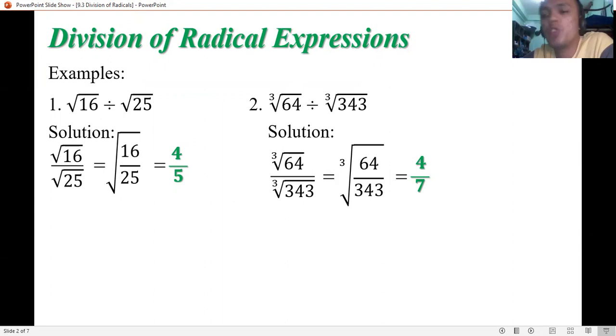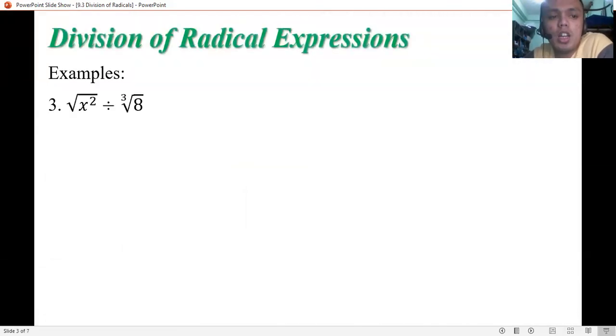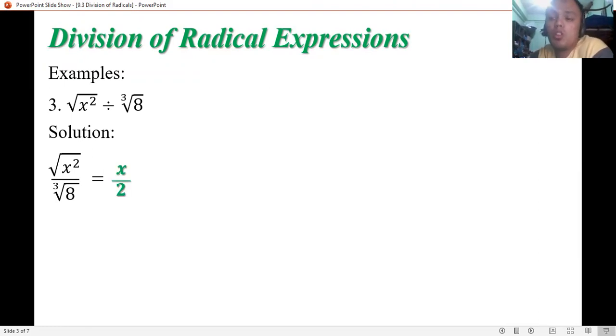If it is a perfect cube or a perfect square, we can take the root right away, then divide, to make it easier. But if the given is like this one: square root of x squared divided by cube root of 8. Again, x squared is a perfect square, and 8 is a perfect cube. So let's take the roots again. We have x over 2, because the cube root of 8 is 2.